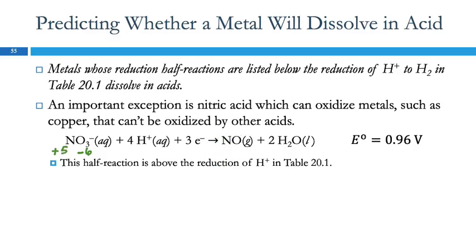Over here, the oxygen's -2, the nitrogen is +2. So we see that the oxidation state of nitrogen is being reduced from +5 to +2. This has a cell potential of 0.96 volts, which is much higher than H+. So nitric acid will dissolve a lot of things that other acids will not dissolve.